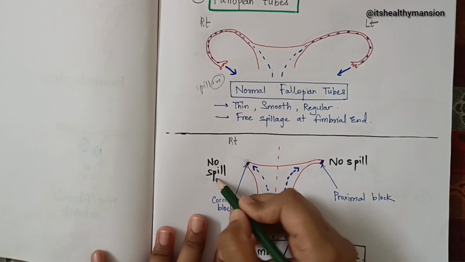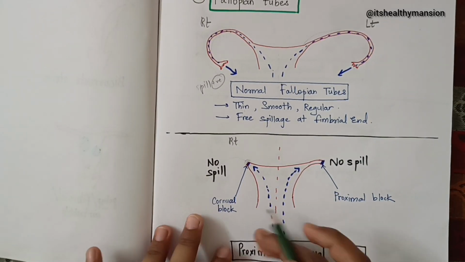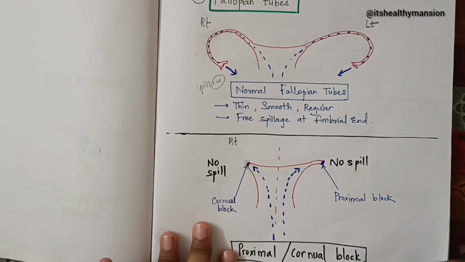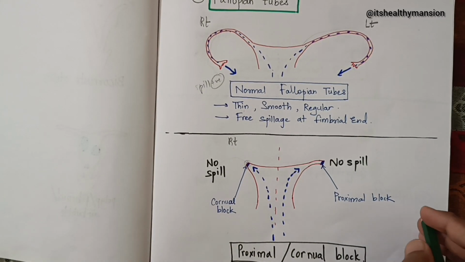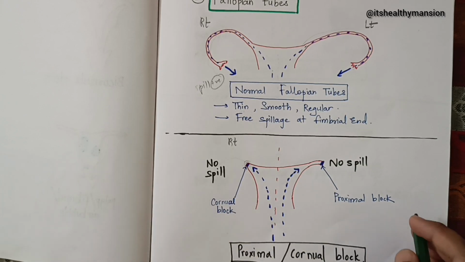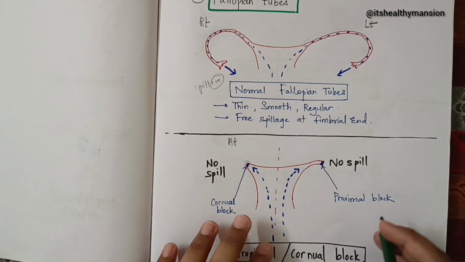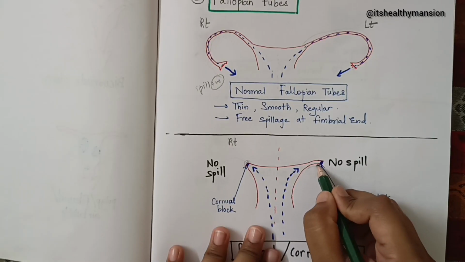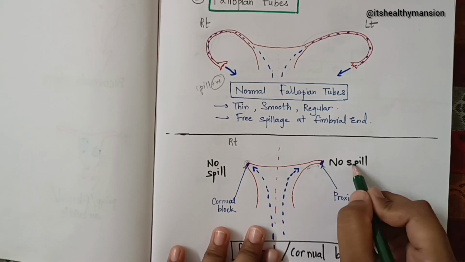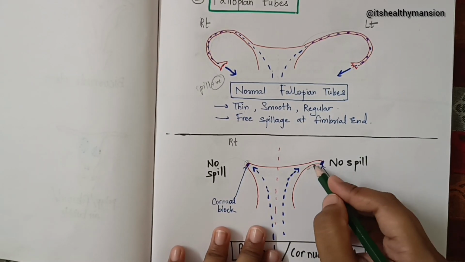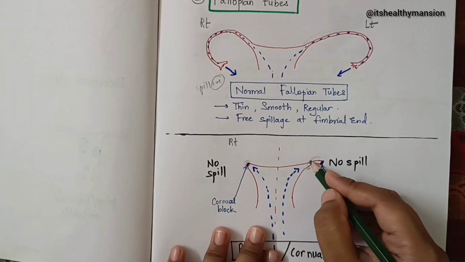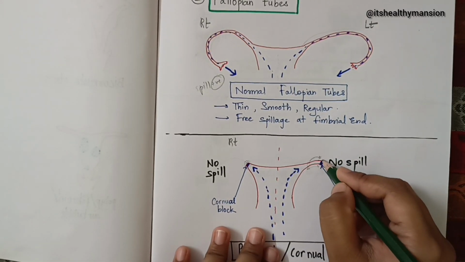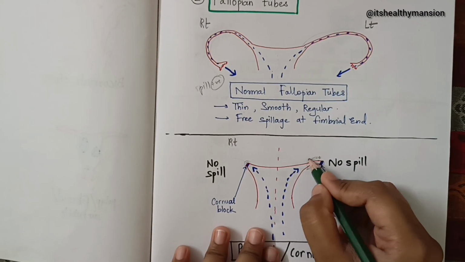As you see, there is no spill. So it is the cornual block. This is a diagrammatic interpretation. We are going to see HSG films also, and you will understand in a very easy way when you connect these diagrams with the HSG films. Now here you may see a little above or a little farther, there is a proximal block. Proximal block, like more towards the fallopian tube or fimbrial end. There might be a proximal block but a little far from the cornua.